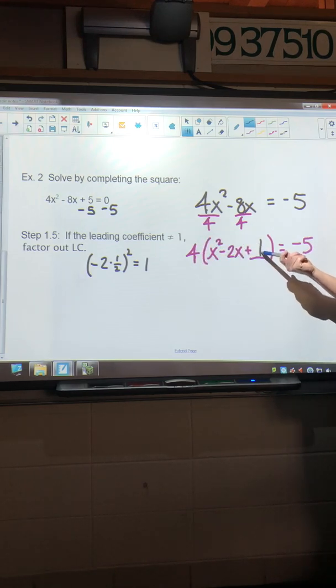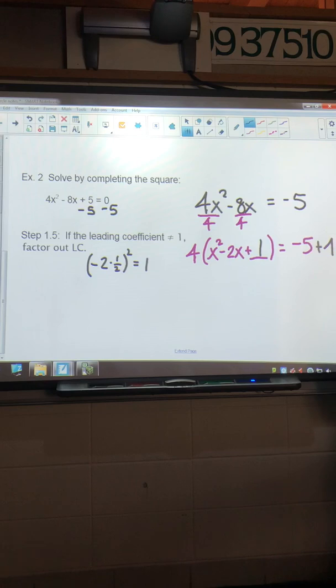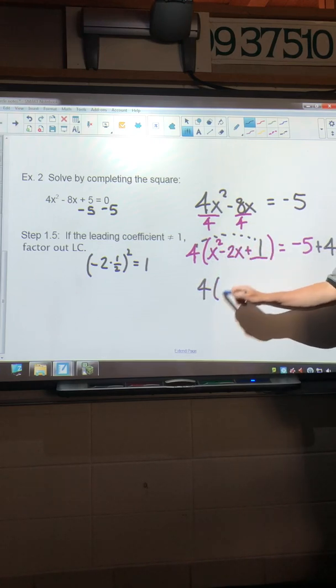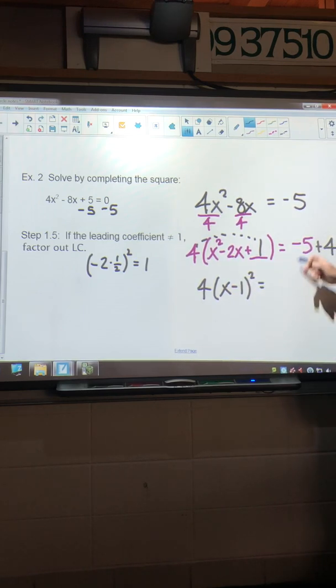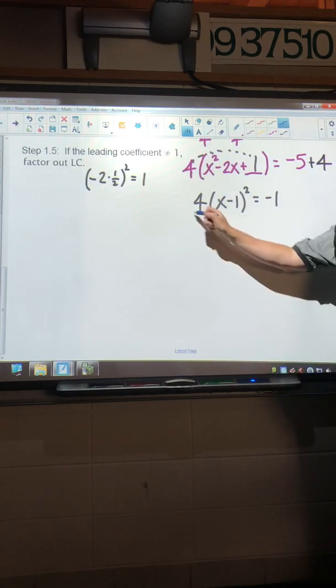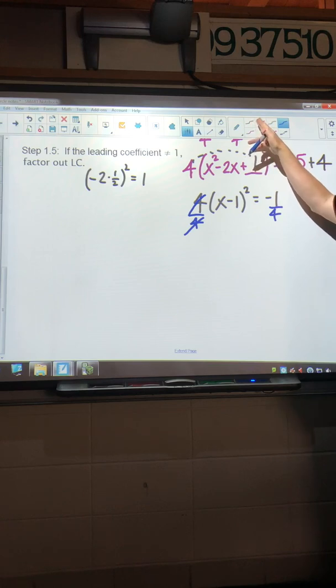If I multiplied this out, I would have 4 here, which I didn't have before. So on the right side, I need to add 4. That's 4 times 1. Okay, so then this factors into x minus 1 squared, half of the b value, -1, and -5 plus 4 is -1. Then we're solving for x. So divide by 4. And take the square root.